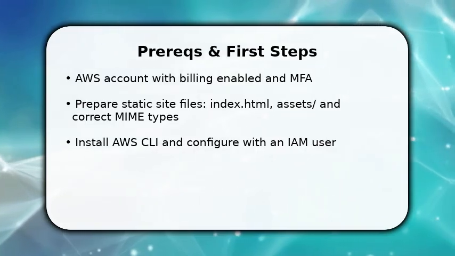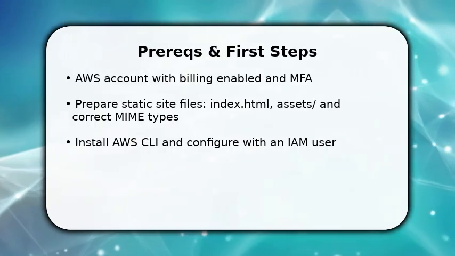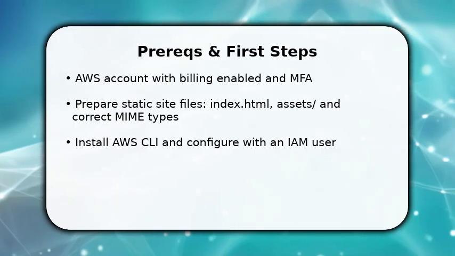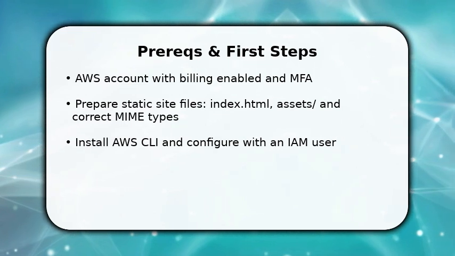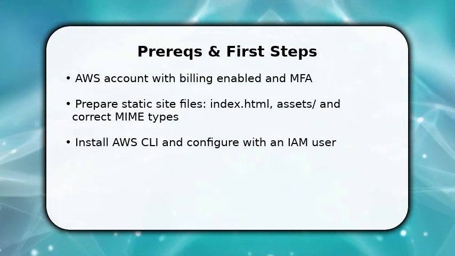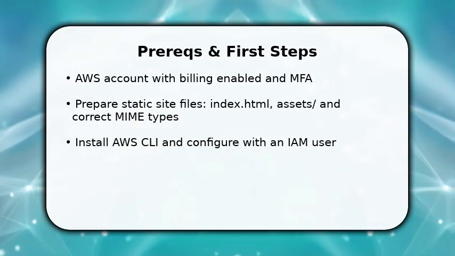Once done, install and run AWS CLI and configure credentials. This lets you push files programmatically. Also create a new S3 bucket in the region you want and enable public access for static hosting. This is the first actionable infrastructure step you need right now.